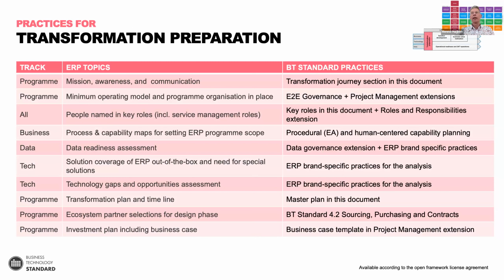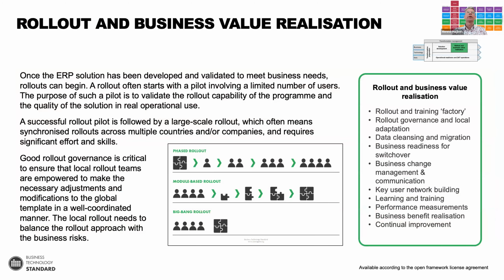So this gives you some guidelines on what should happen during the different phases. I'll show one more example, about the rollout and business value realization. With ERP projects it's always very important to think about how to do it. Do you go for a phased rollout, or with some features at a time, or is it going to be a big bang?